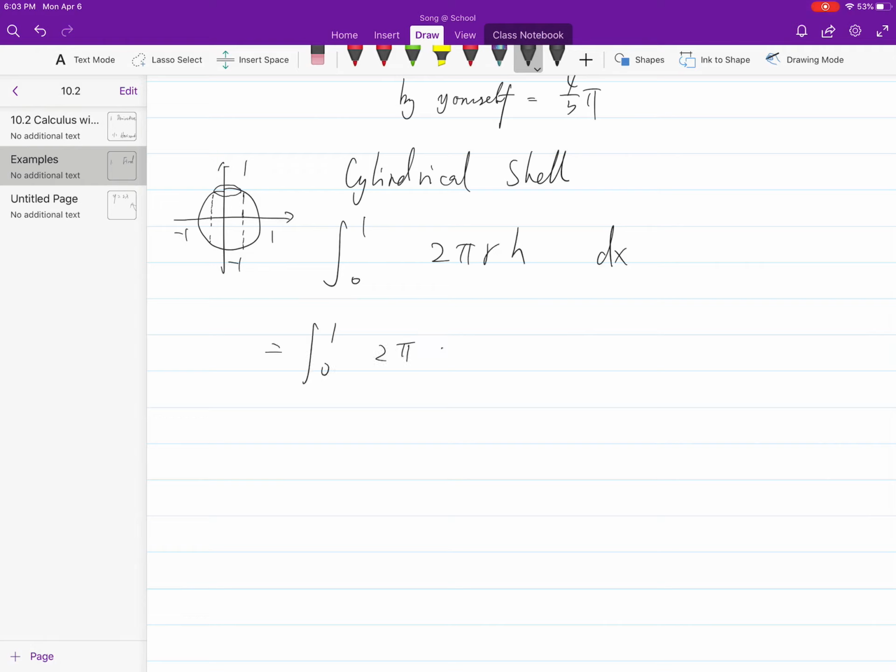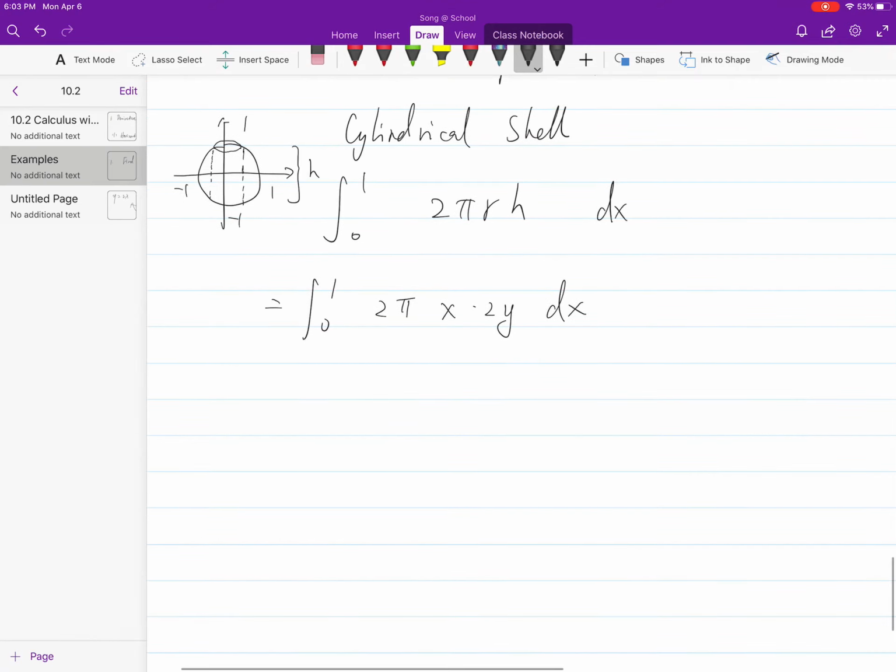So in this case, r is x, and your h is going to be how tall this is, which is nothing but 2y. So if you just set things up using cylindrical shell, this is what you get. But again, we can change this.